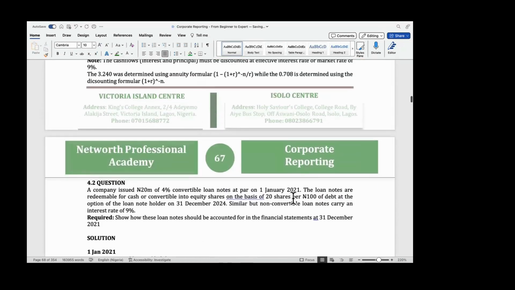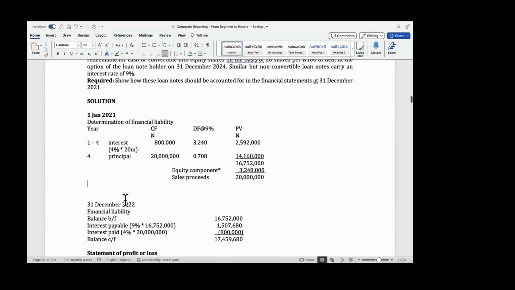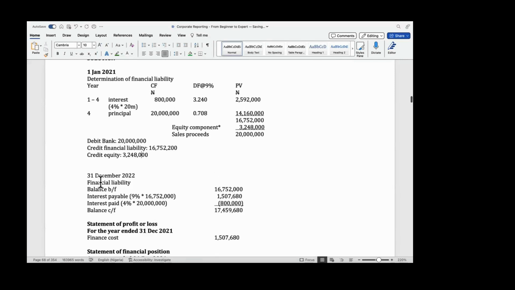Again, just like what we have done here, at the beginning, to enter this in our books, we simply debit bank. In this case, the amount we collected is 20 million. We would credit the liability 16,752 and the equity 3,248,000.